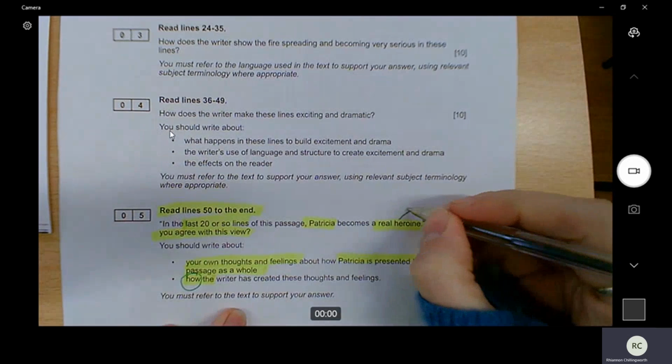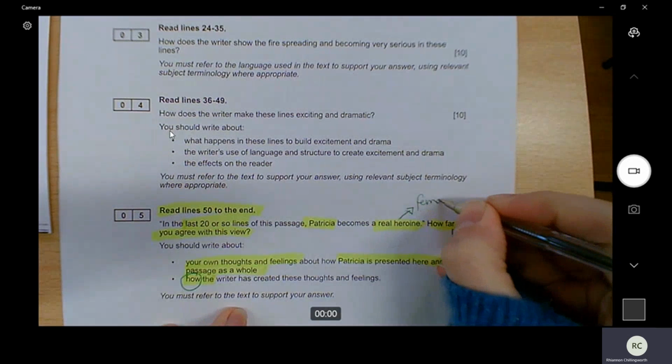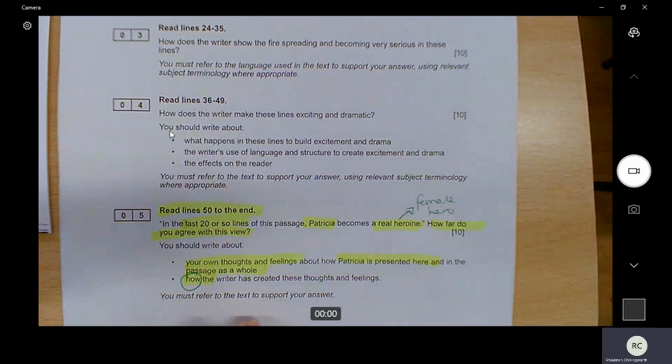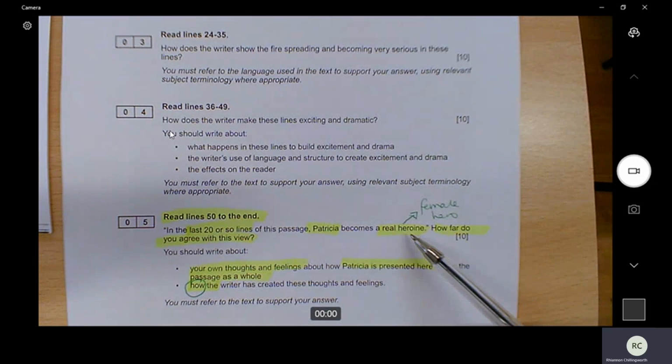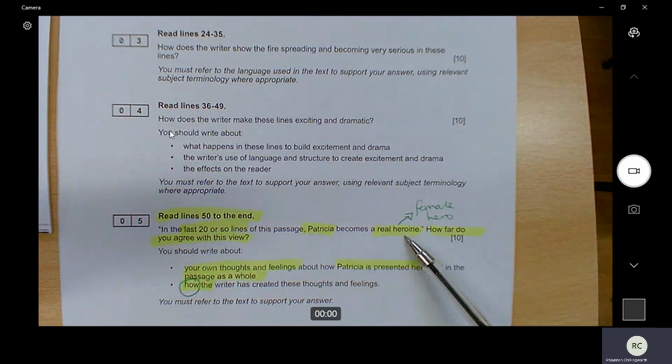Now, very quickly, a heroine is simply a female hero. Every time we do this as a mock, there are always a few people that ask, what is a heroine? A heroine is simply the word when you're describing a hero that is female. You'd think it's sort of silly that we have to have different words for hero for male and female, but you know, that's the world we live in, unfortunately. So the statement is, in the last 20 or so lines, Patricia becomes a heroine. How far do you agree?